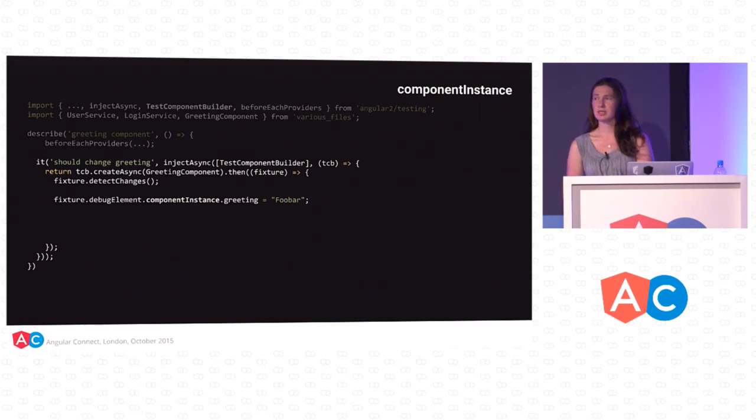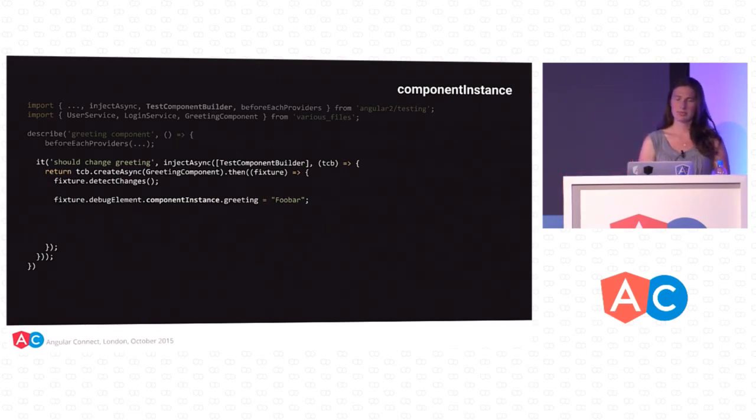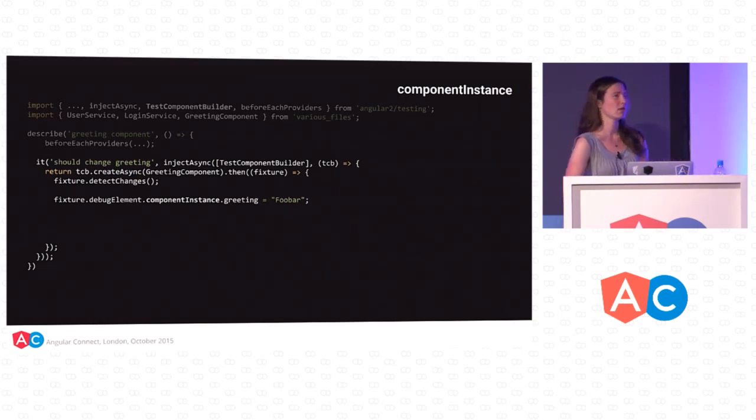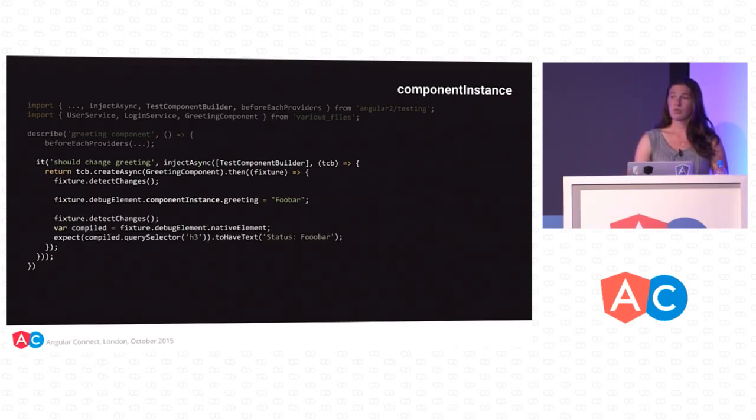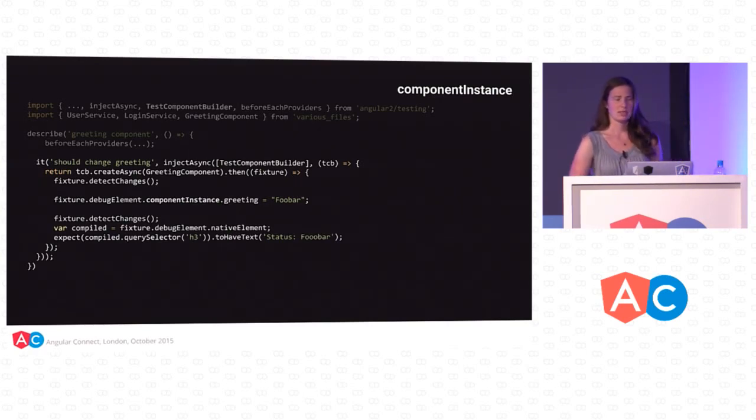We can also change things on the component from our test. So here we use the TestComponentBuilder to get the fixture for us. We use the componentInstance property on the debugElement, and that's actually an instance of our greeting component. So we can go in and directly change the greeting property of it to whatever we want. Let's change it to foobar. Run change detection to make sure that the template updates, and assert that our HTML element has the text that we expected.